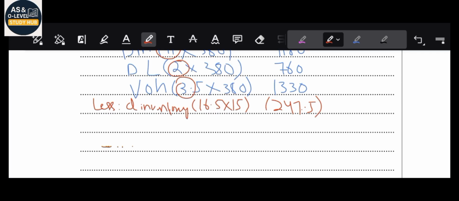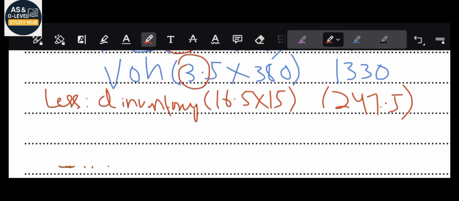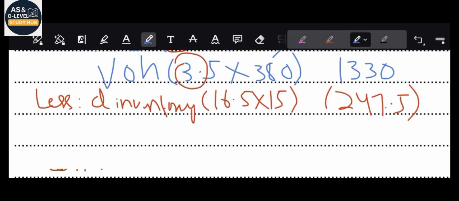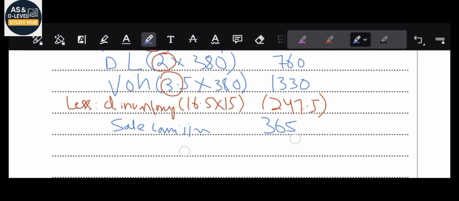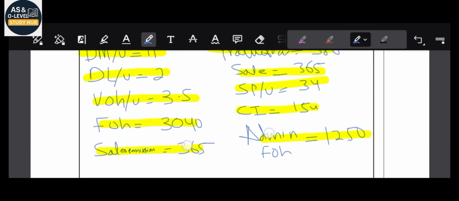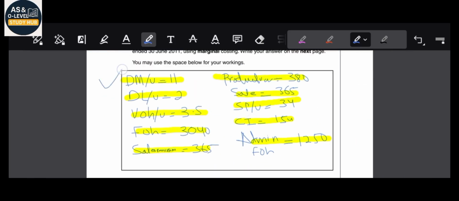After this we will write our sales commission, as sales commission is also a variable cost. It varies according to the level of output. So sales commission was 365. Anything else which we need to write? We have already written direct material, direct labor, VOH, sales commission, closing inventory, sales and selling price. Administration is a fixed cost.